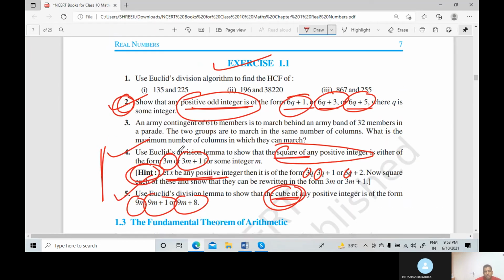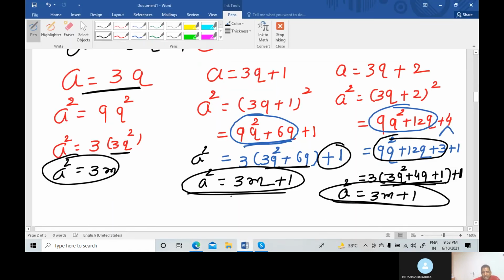Now repeat the question. Use Euclid division lemma to show that the square of any positive integer is of the form 3m or 3m plus 1 for some integer m. Is that clear? We can place m in place of 3q square plus 6q because q is the quotient. The quotient is always an integer, and the sum of any two integers is again an integer. So we can choose m as an integer.